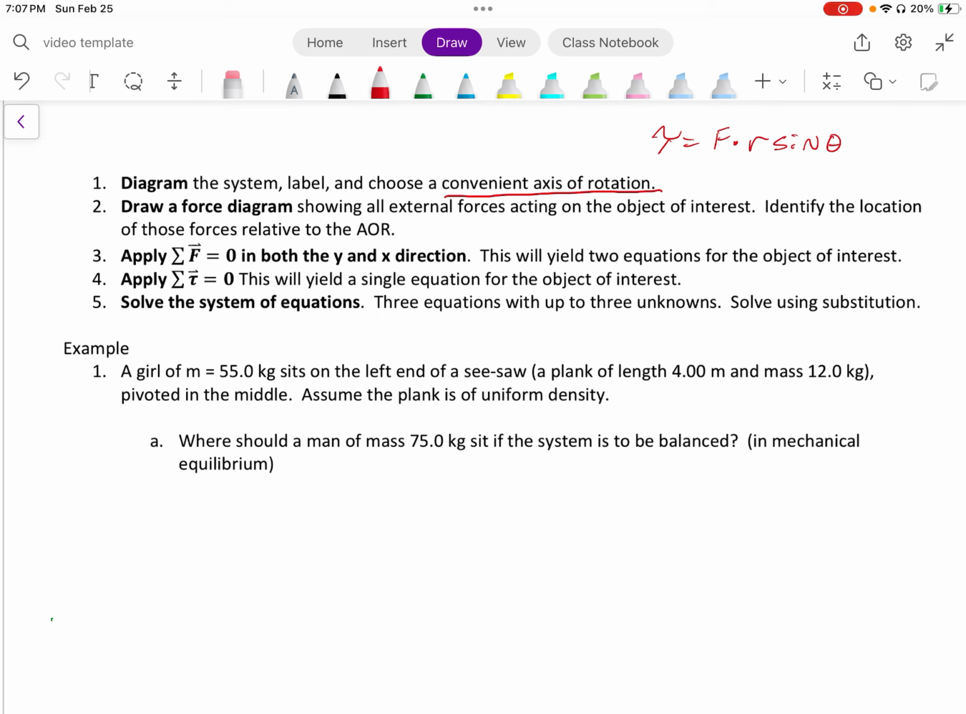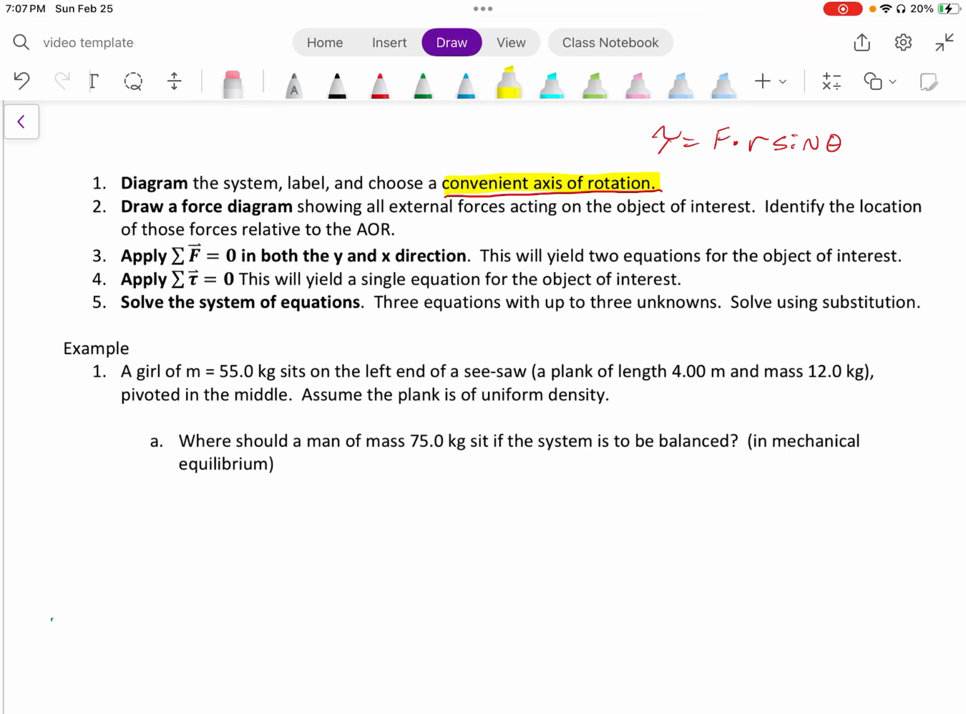Okay, so draw the force diagram showing all the forces acting on the object of interest and identify the location of those forces relative to the axis of rotation. You get to select the axis of rotation. We are going to pick an axis of rotation that is convenient for the problem. What does that mean? Well, since forces that go right through the axis of rotation do not create a torque because there's no r value, we can eliminate those forces if they're unknown. So that's a way to make your life easier. It doesn't really matter which location you choose as the axis of rotation; the sum of the torques will be zero about every single possible axis of rotation.